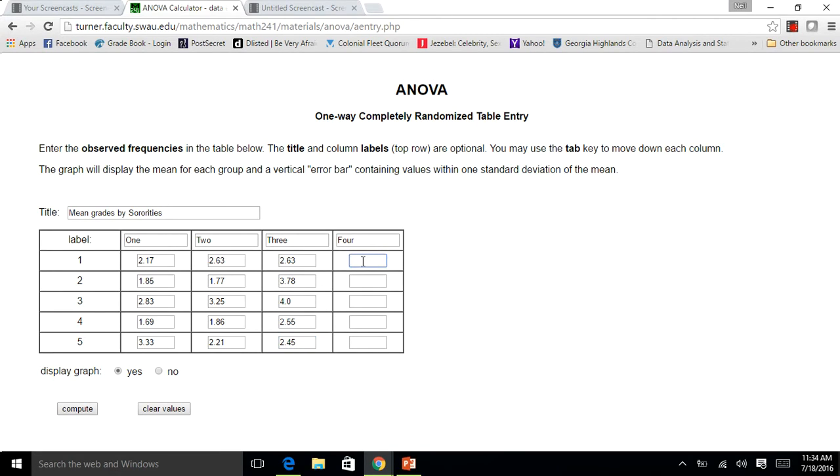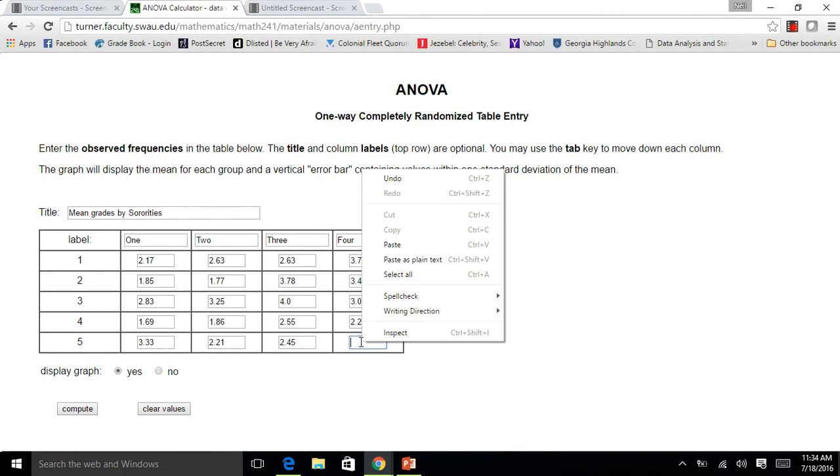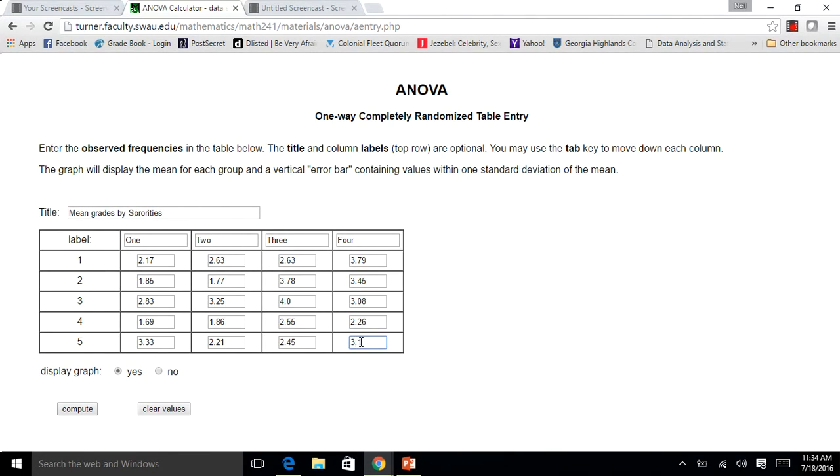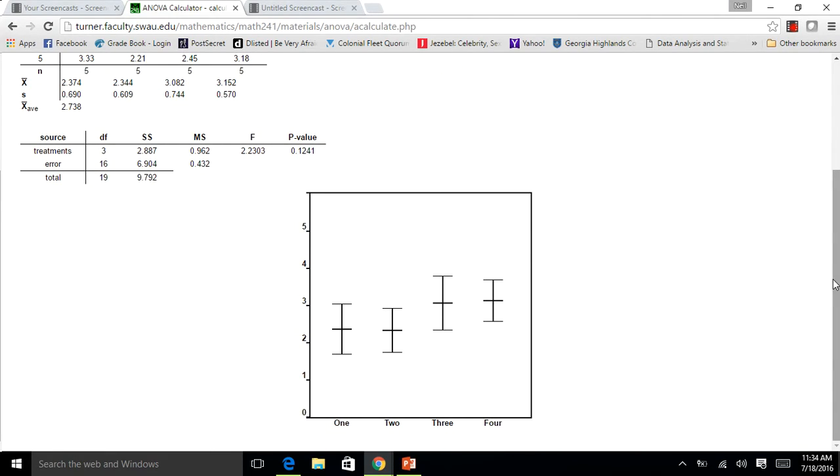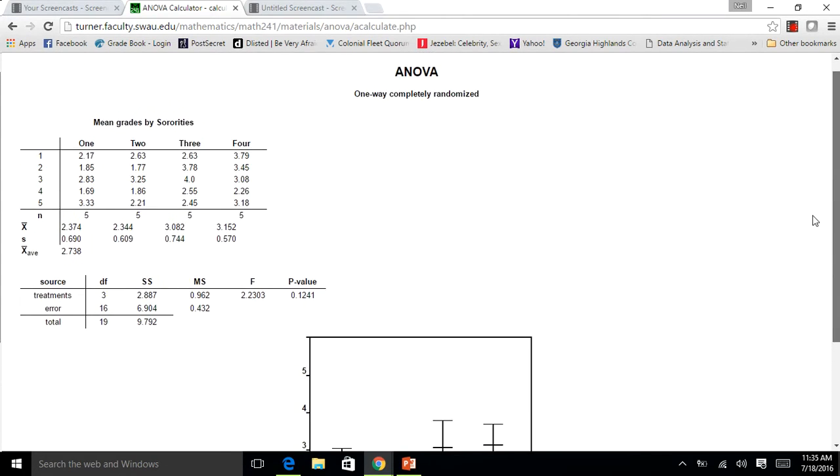Okay, and then, okay, oops. So I have all the grades in there, and I want to display the graph, so I hit compute. All right, so let's look at the box plots. They look kind of different. There looks like there's some below and some above, so I'm not really sure what's going on here. What's really important to me is my degrees of freedom for my treatment and my errors, my F value and my P value.